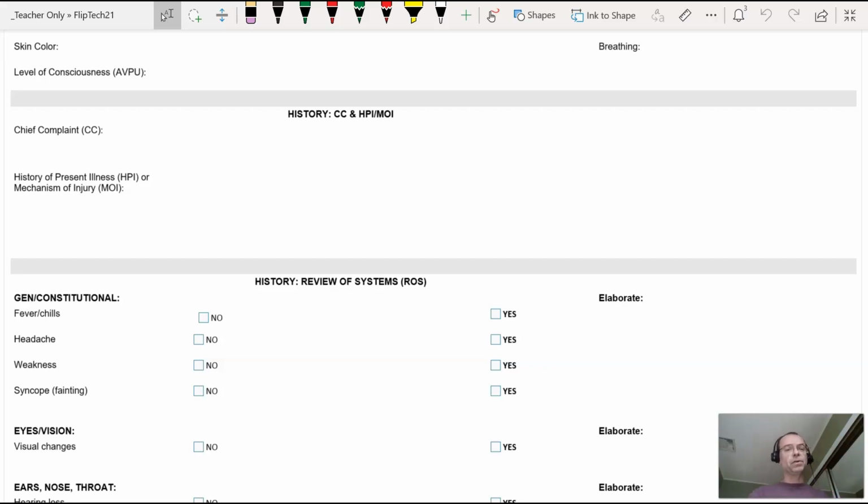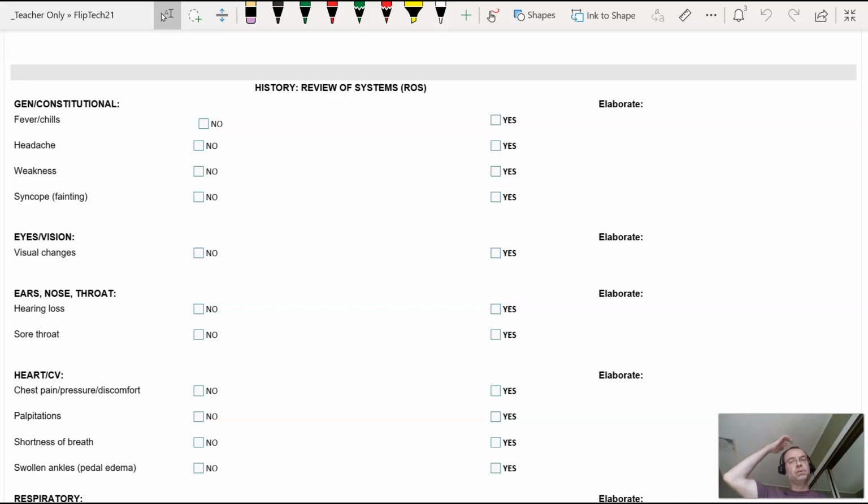So next is review of systems, and these are all the typical review of systems that we check off. If there is anything that is abnormal, that would be on the right-hand side column here. And if there's anything that gets checked off there, the student must elaborate. So for example, if they ask me, do I have fevers or chills? No. Next question, do I have any headaches? No. Next question, have I experienced any recent weakness? Yes. They now need to follow that rabbit hole and ask me about my weakness.